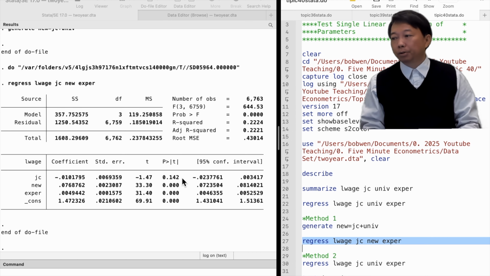We failed to reject the null hypothesis that these two types of schools provide the same returns to education at a conventional significance level.